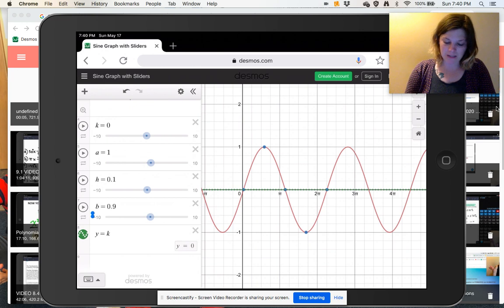All right, and so let's talk about, where do these waves come from? Why is this what a sine graph looks like? And kind of start there. Okay, so we are going to do something super fun.